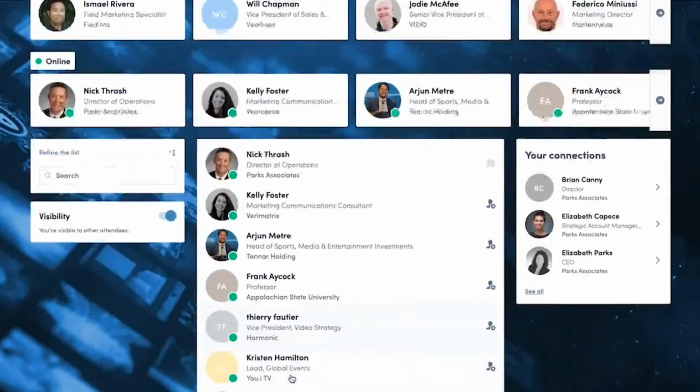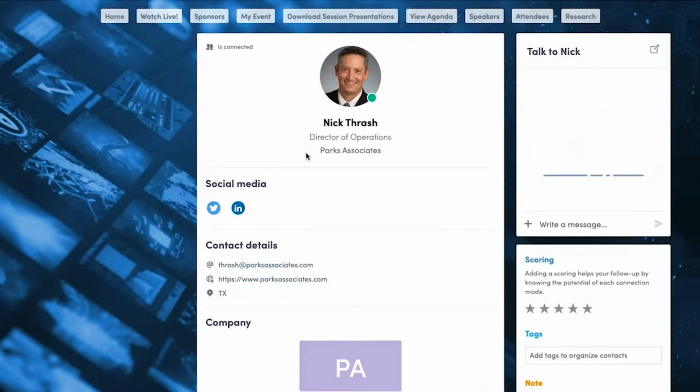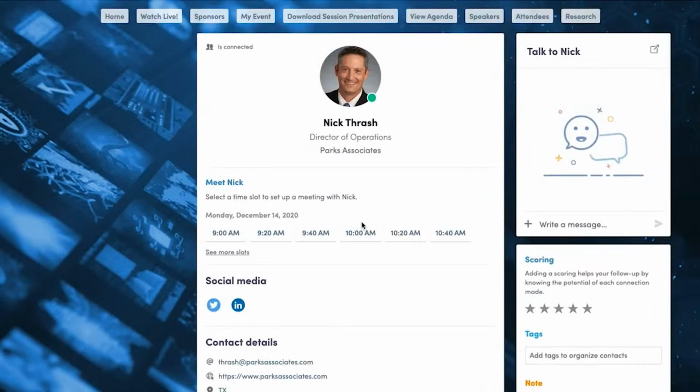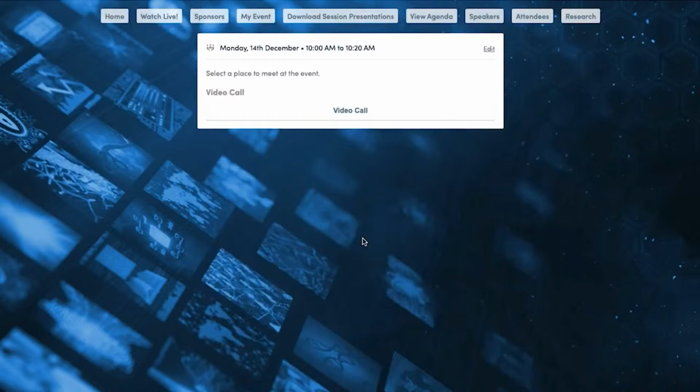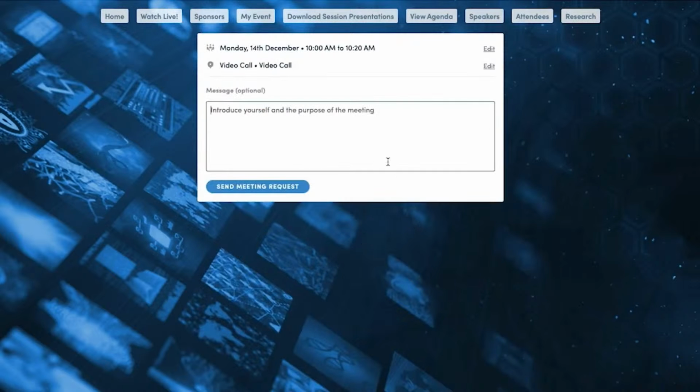We have dedicated meeting slots set up for break times between sessions. Continue the discussion by requesting meetings from others in the Swap Card platform. Schedule a meeting with another attendee or a sponsor by visiting their page.